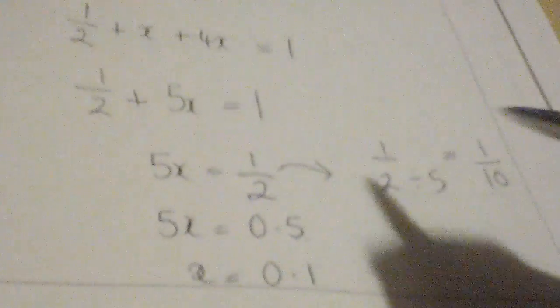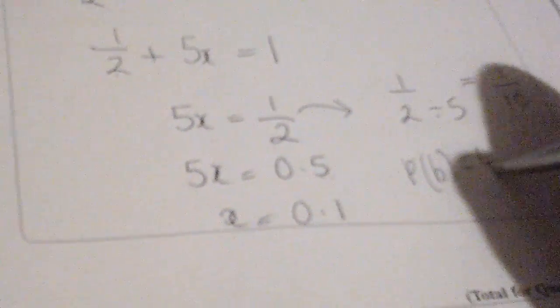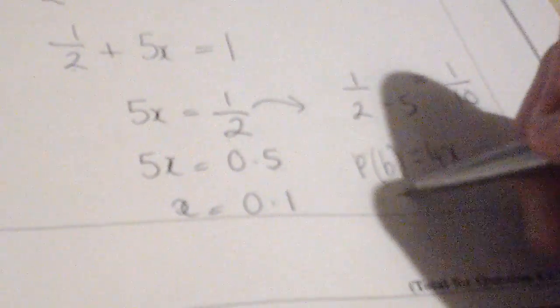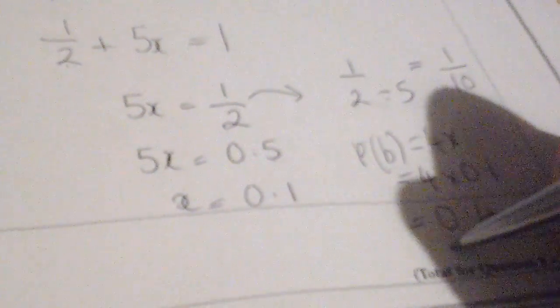You must be careful because what they've asked for is the probability that it be a blue disc. And the probability that it will be a blue disc is 4x's. So you must make sure that you finish off by doing 4 times 0.1, which is 0.4.